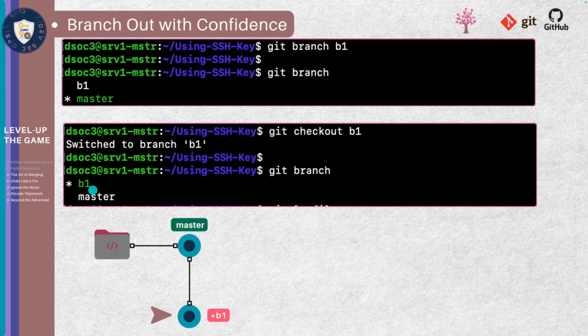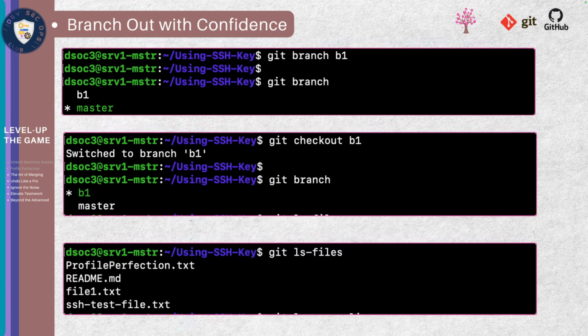So by the command we can identify that head is now pointing to branch b1. So branch b1 is created, right? With checkout, we check out the branch, right? And after checkout, we check the files, right? All the files which we had in branch master, we got the same: profile, protection.txt, readme file, and ssh test, right? So that's why whenever you say branch, it means you are creating a branch.